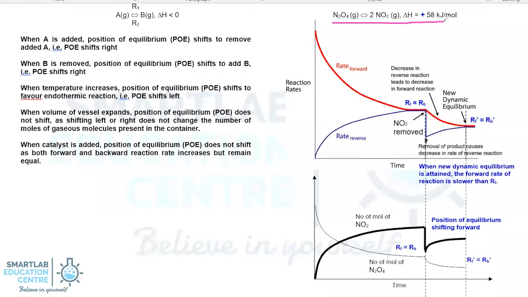Let's now take a look at this example. In this segment here, we're going to discuss how what you have learned in chemical equilibrium and kinetics can come together as a question. So we're going to start off with this example, where you have N2O4 converting to NO2.